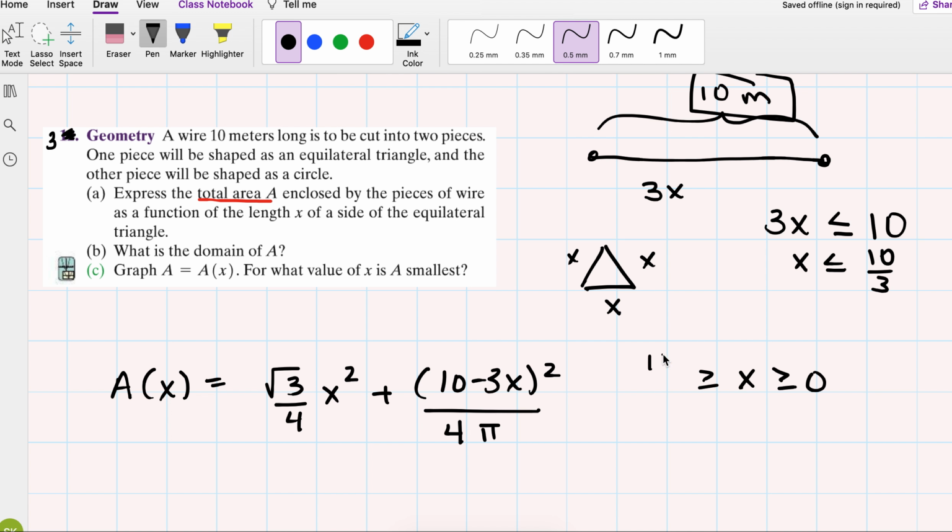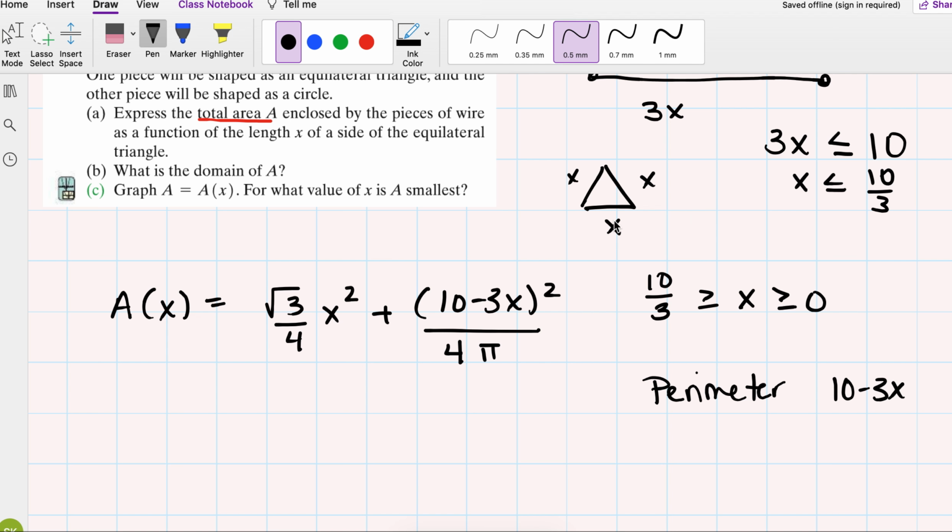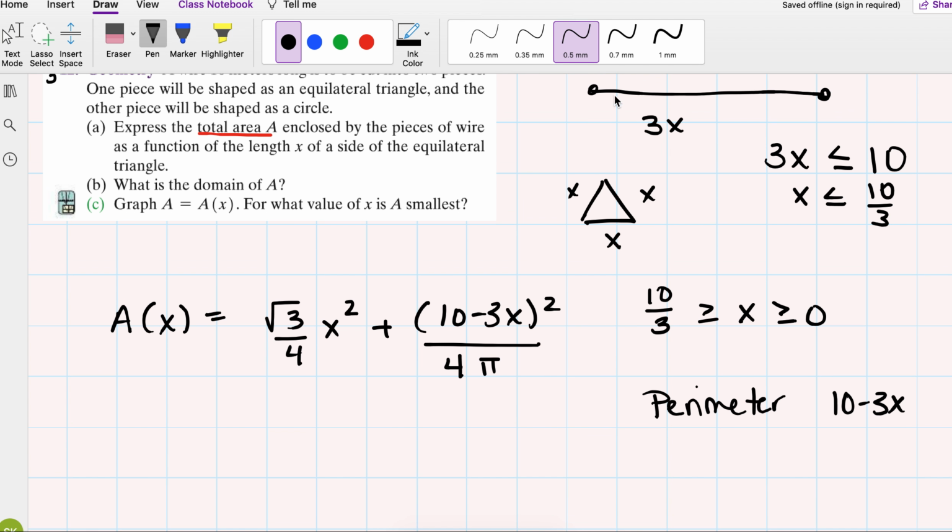And you can see for the circle, the perimeter of the circle we said was 10 minus 3x. And here, whatever x is, you can see if you plug in 0. So if you say there's no triangle, if you let this just be 0 and you take the 10 meters and make the circle, that's okay. You can see that you can't put anything less than 0 here.